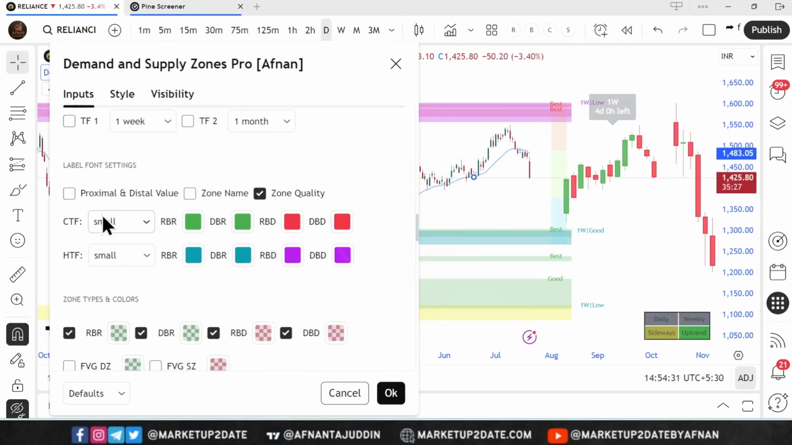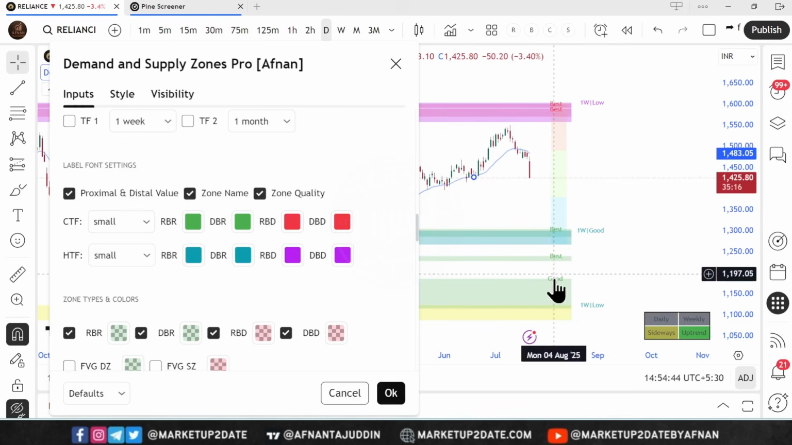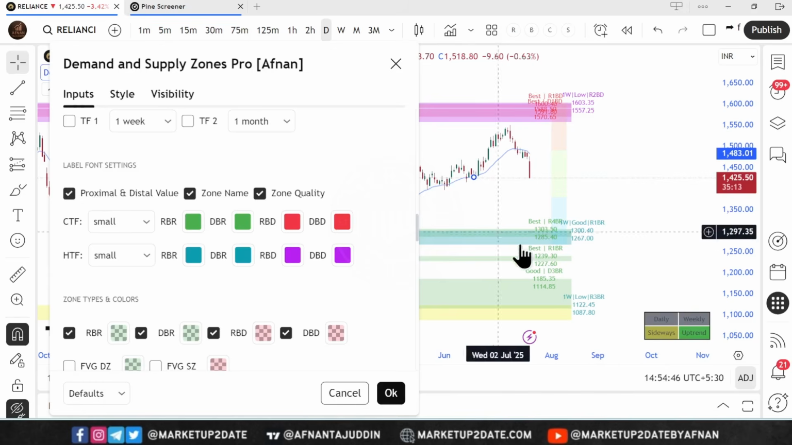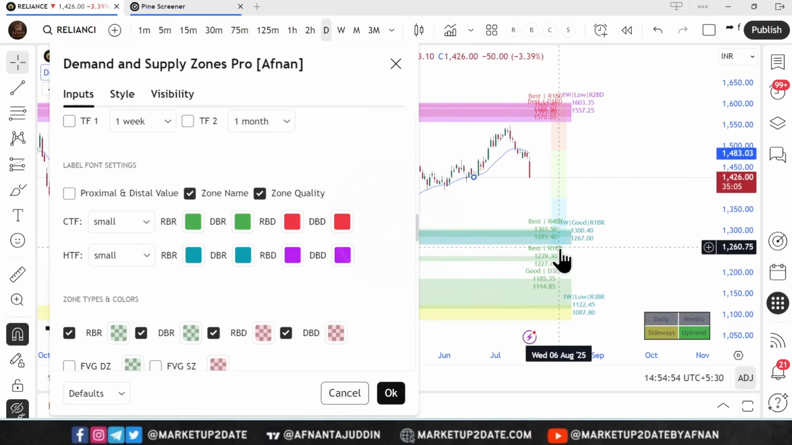In label font settings, you can choose what information is displayed on the zone labels. By default, zone quality is on, showing you if a zone is low, fair, good, or best. You can also display the proximal and distal prices, which are the proximal and distal levels of the zone. Now, if you enable zone name, you will see labels like Rally 1 Base Rally or Drop 2 Base Drop.